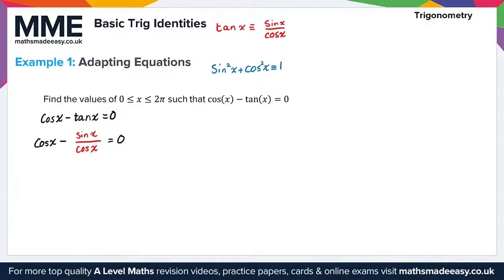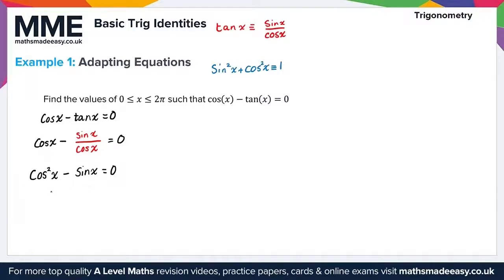Now we want to get rid of this denominator of cos x, so what I'm going to do is multiply through by cos x. So we obtain cos squared x minus sin x is equal to 0. Now again, we just need to take a look at what we've got. We've got cos squared x and minus sin x. This minus sin x, we can't do much with that.